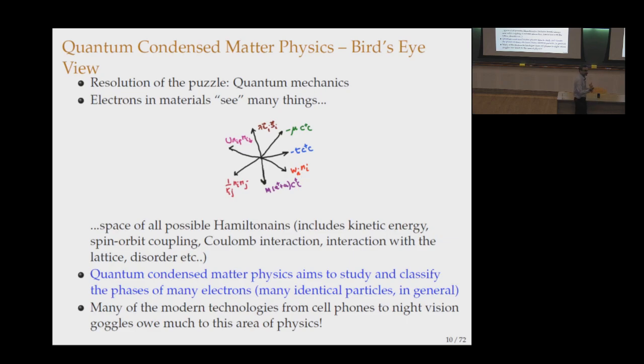And the metallic phase of electrons, you can think of it as a fluid phase of electrons, where the electrons flow like a liquid or fluid generally, right? So that's the idea. And then the question that one asks is, in some sense, what are all the distinct phases that electrons can have?